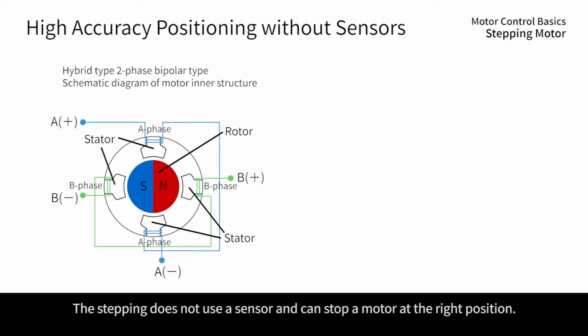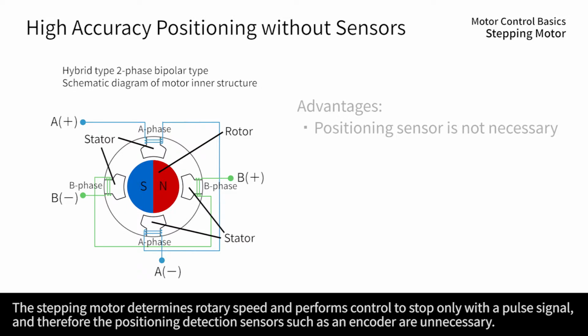The stepping motor does not use a sensor and can stop at the right position. The stepping motor determines rotary speed and performs control to stop only with the pulse signal, and therefore, positioning detection sensors, such as an encoder, are unnecessary.